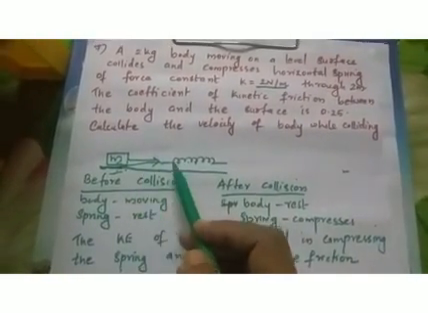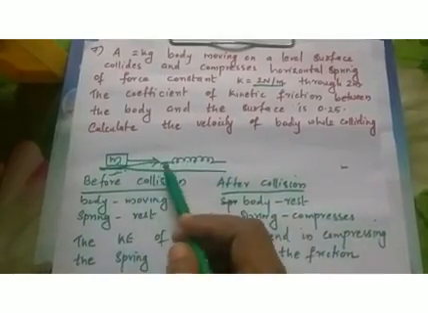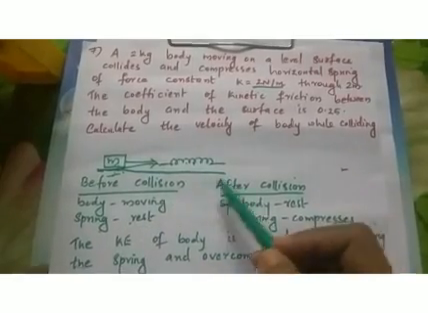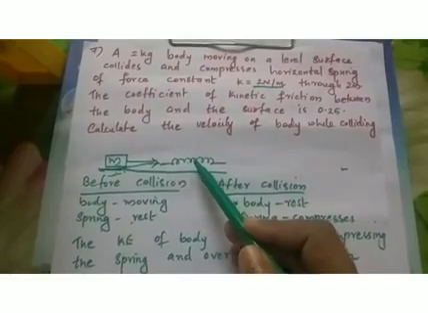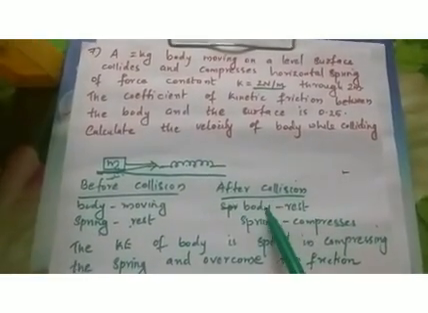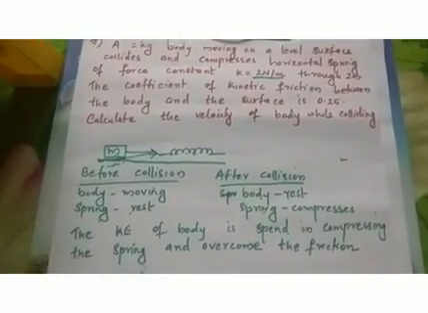What happens? Before collision, our spring is at rest, but the body is moving towards the spring. So the body is moving, the spring is at rest. But after collision, what happens? Once the body collides with the spring, the body comes to rest and the spring compresses.